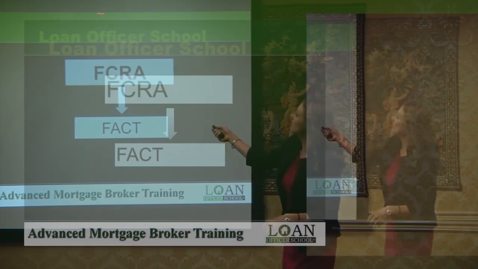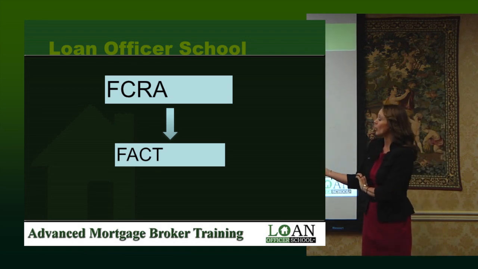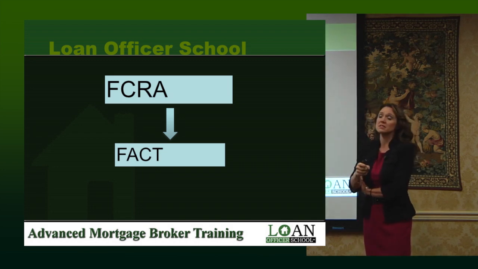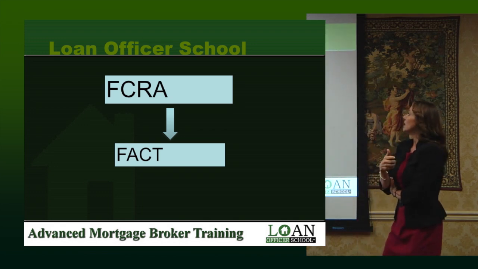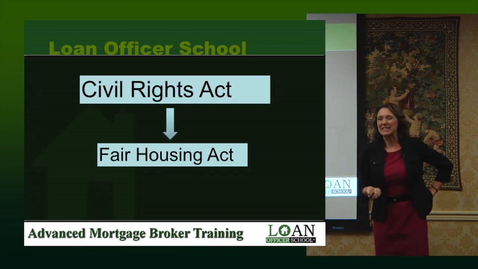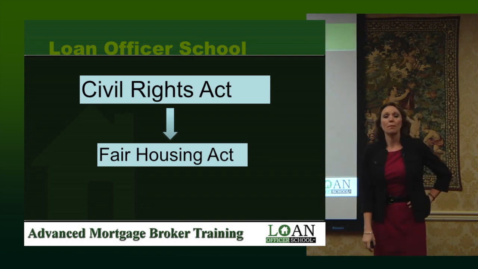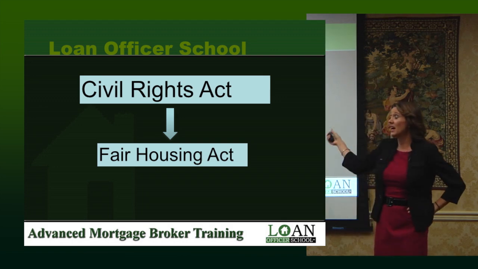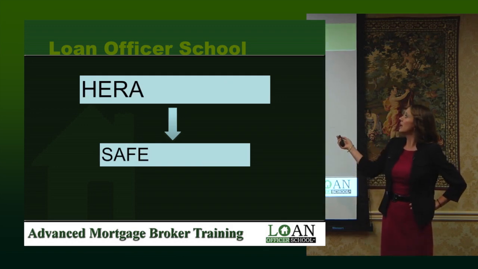Now, next one, Fair Credit Reporting Act was started in 1968, and the Fair and Accurate Credit Transactions Act came out in 2003. So, Fair Credit Reporting Act is the larger law at the top, and the FACT Act is a part of it. Same thing applies here. We talked about this earlier. The Civil Rights Act came out first in 1866, long time ago, and the Fair Housing Act is a part of it. It's a smaller sub-act that was created in 1968, almost 100 years after the Civil Rights Act was created. And then the last one in this example is HERA.